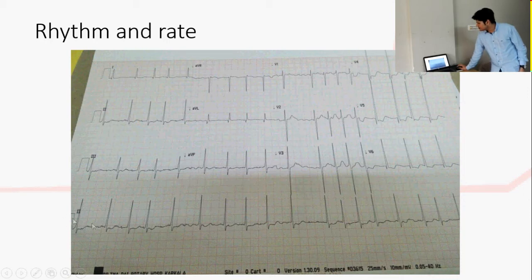Now we have learned this rhythm strip contains 10 seconds. So let's calculate the number of R waves present in the rhythm strip. So start from here: 1, 2, 3, 4, 5, 6, 7, 8, 9, 10, 11, 12, 13, 14, 15, 16, 17 and 18. So in 10 seconds we have 18 R waves. So what we are going to get is how many R waves we can have in 60 seconds. Okay, so 18 into 6, that will be 108. So the rate of this ECG will be 108 beats per minute.